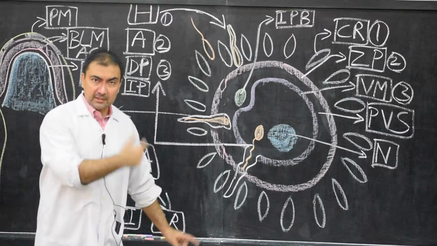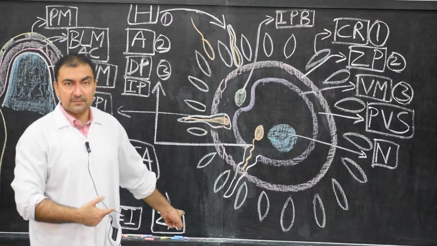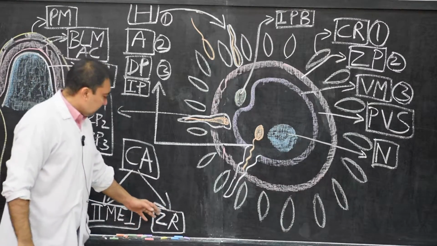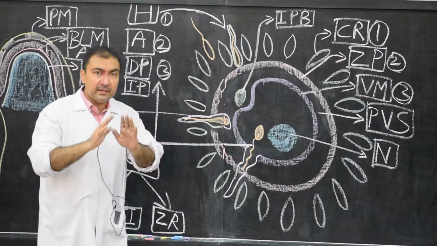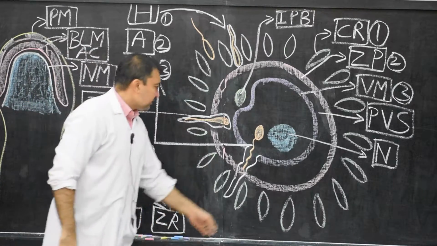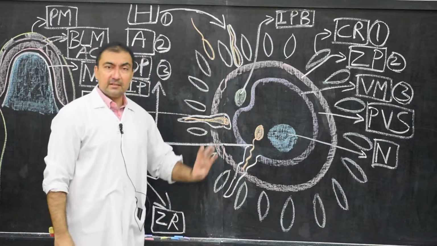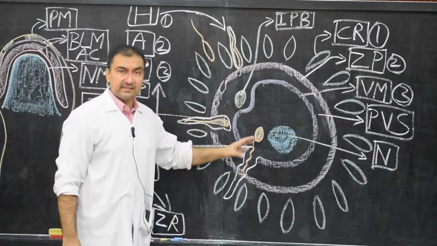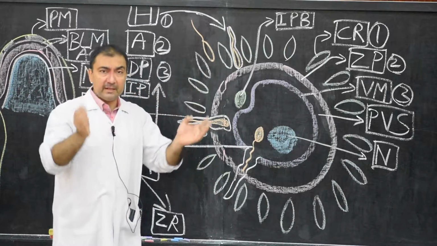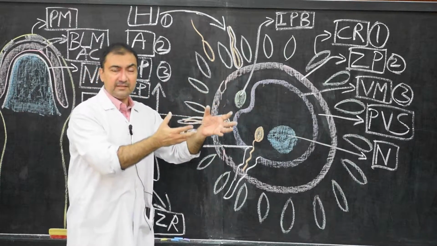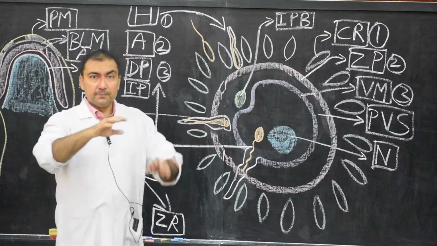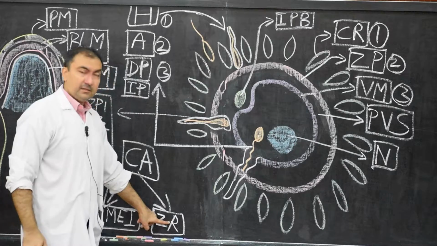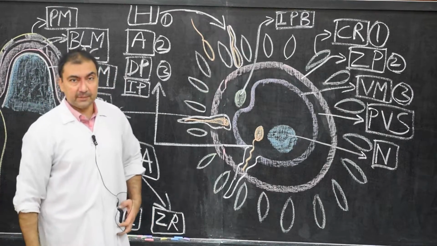So the zona reaction will start. After the acrosome reaction, this is the time when the zona reaction will start. What is the main purpose of the zona reaction? It will prevent the remaining spermatozoa from entering the secondary oocyte. Already one spermatozoon has entered inside, so it will prevent the other spermatozoa from entering, and that process is called prevention of polyspermy. This is what the zona reaction will do, coming up in the next segment.